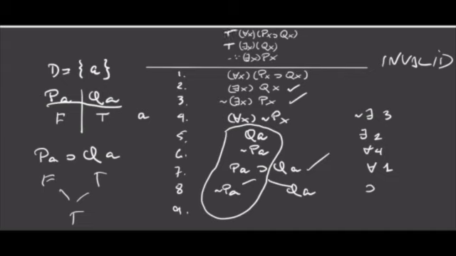And what about the conclusion? The conclusion says that there is at least one individual that is P. And that turns out to be false because the only individual that there is, which is A, is not P. So it is false. So that is indeed a counterexample.